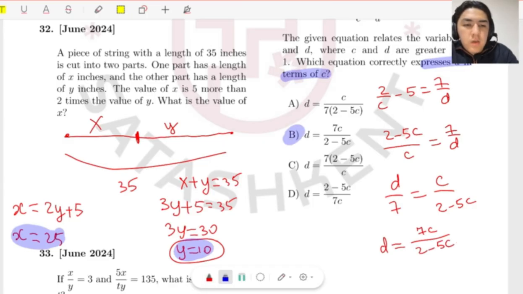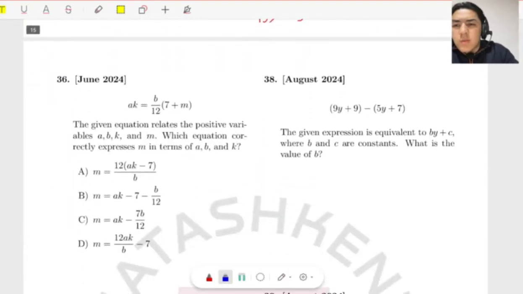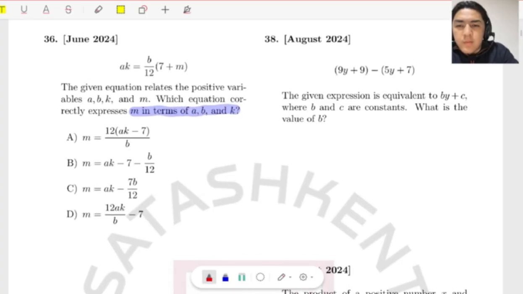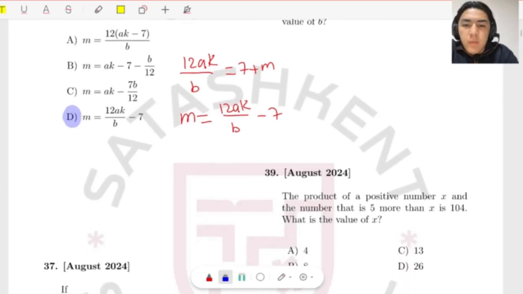So then it's going to be option B. Question number 36. Here we have to find M in terms of A, B, and K. 12AK over B is 7 plus M, and M will be what? 12AK over B minus 7. And the answer is D now.